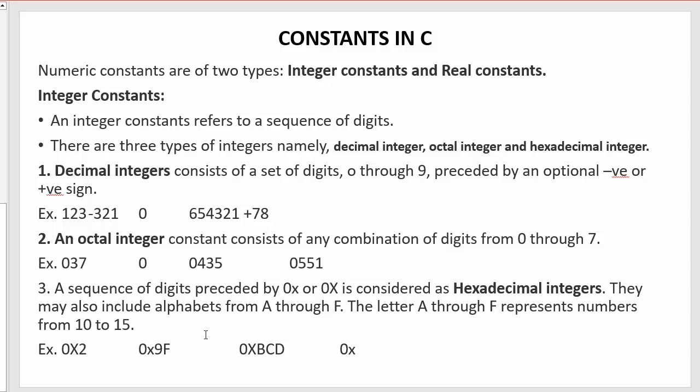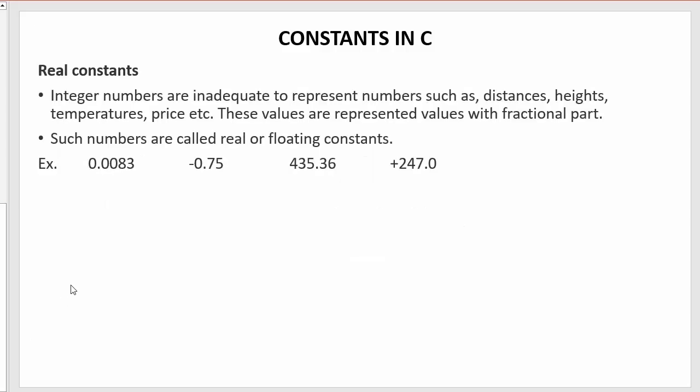I hope you have understood that integer constants are of three types: decimal integers, octal integers and hexadecimal integers. Now let us move ahead to discuss the second type of numerical constants, which is real constants. Integer numbers are inadequate to represent quantities such as distances, heights, temperatures, prices. In many cases we may need to represent data in decimal form using floating point, and in those cases integer numbers become inadequate.